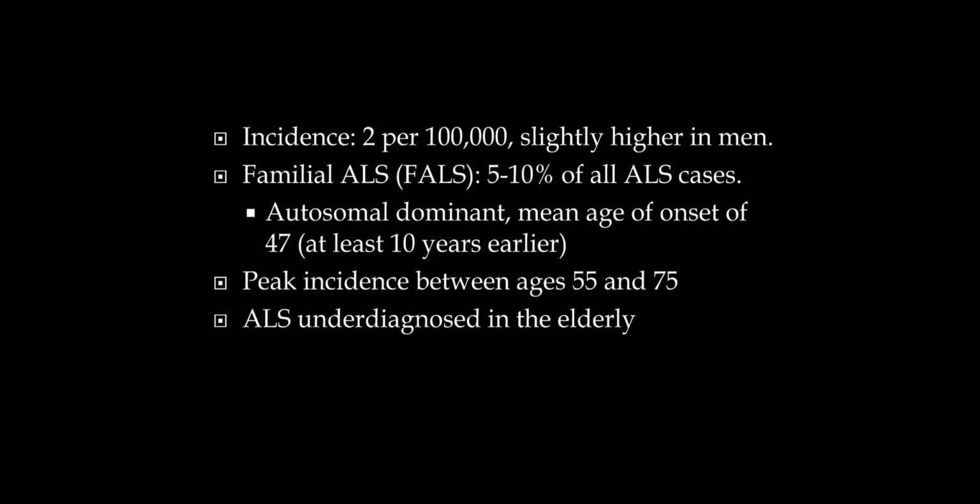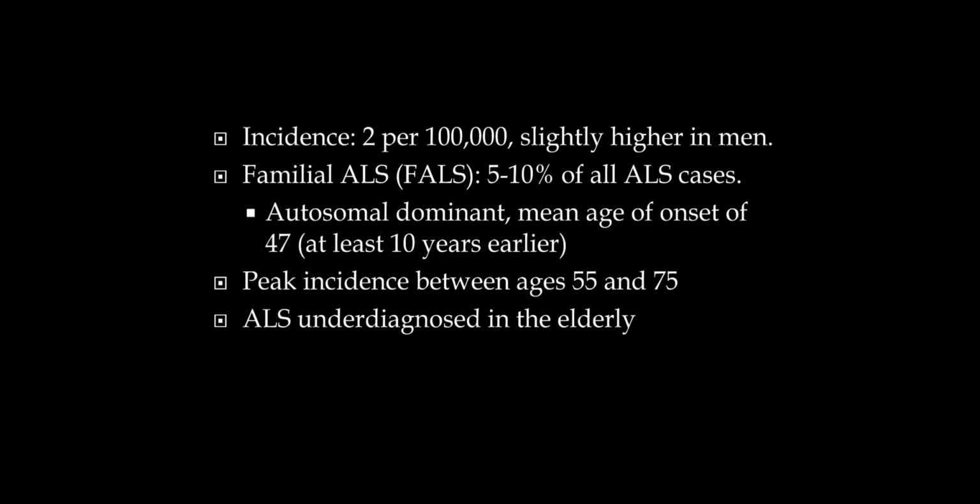All right, so ALS occurs in about 2 per 100,000. No more than 10% of cases are familial. So usually this is sporadic. When it is familial, it's usually autosomal dominant, and so there are other family members that are known to have had it. 60 is kind of a typical age of onset for ALS. Familial ALS tends to occur in the late 40s, at least 10 years earlier. We think, however, that ALS is underdiagnosed in the elderly.